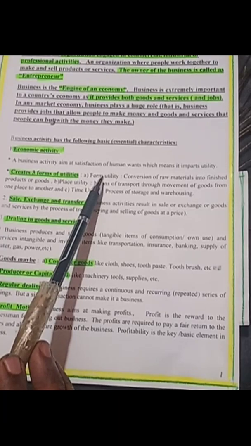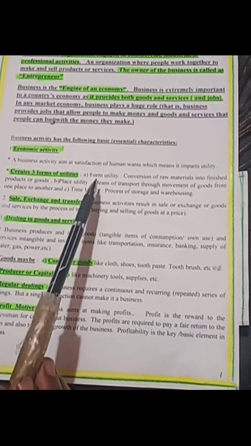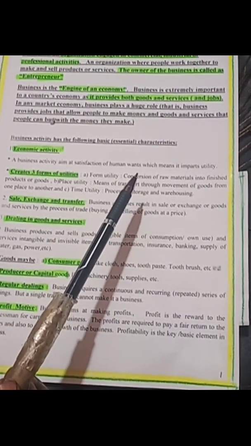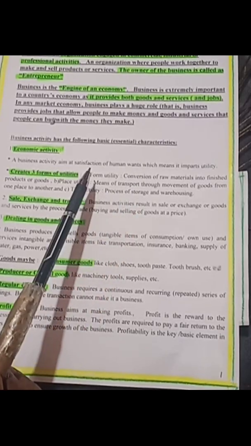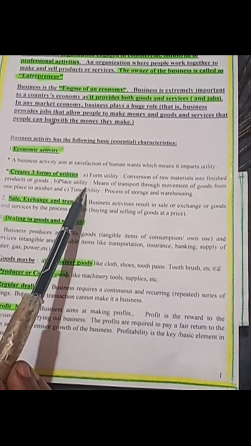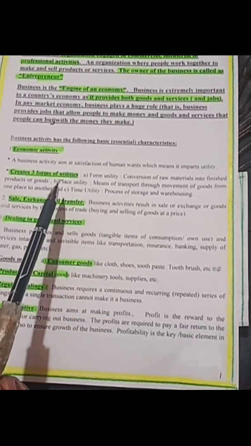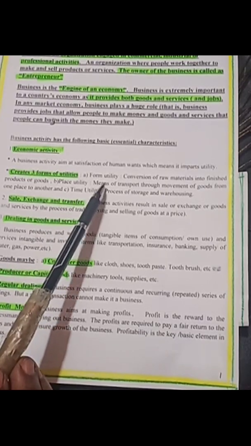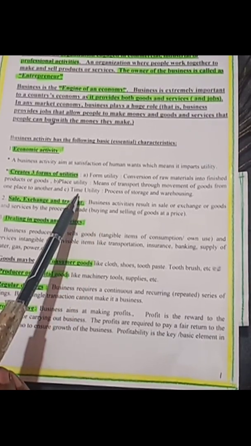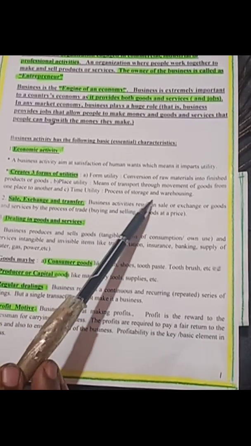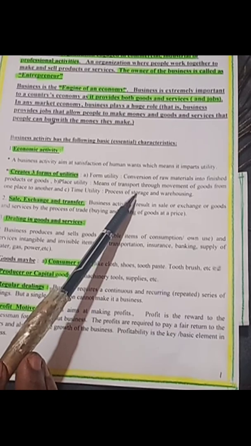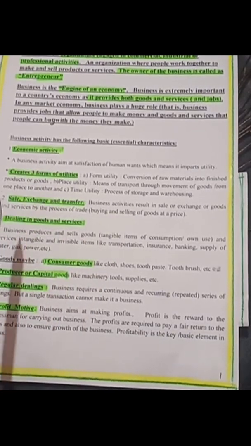One is form utility, place utility, time utility. What is form utility? In brief, I'll tell you, children. Conversion of raw materials into finished goods or products. People buy goods only if it is in finished form. Form utility. Place utility is by means of transport, through movement of goods from one place to another. So unless the products are moved from different places, you cannot have the products to use. So place utility. Third one is time utility. Time utility, process of storage and warehousing. Very important, time. Once you store it, you can utilize it at the required time. So there are 3 utilities created by economic activity.